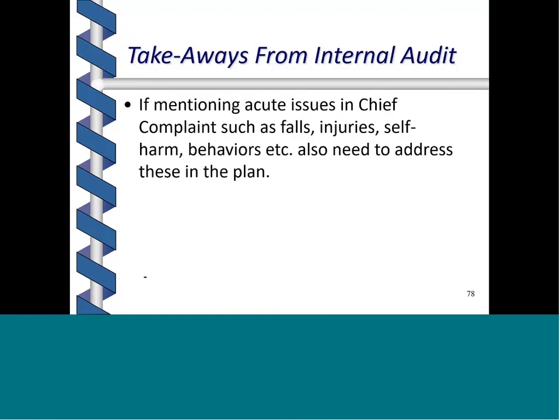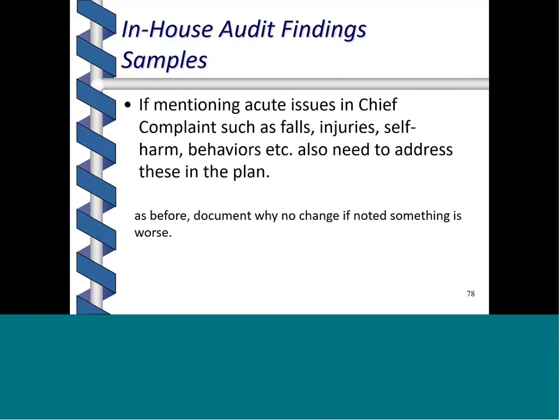If mentioning acute issues in the chief complaints such as falls, injuries, self-harm, behaviors, etc., please make sure you address it in the plan. I have had some where we reviewed the patient had a fall, but there was no write-up in the assessment and plan. If in the history of present illness you put patient had recent fall, make sure you document somewhere that there were no injuries and no follow-up is needed, not just listed in the chief complaint.